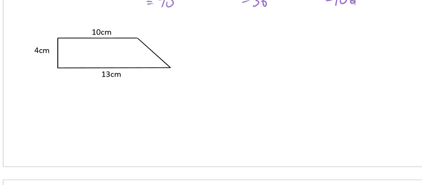It has an angle in it. So when I break it up into two shapes, I can't just break it up into two rectangles, can I? What are the shapes that I'm going to break it up into? A triangle and a rectangle.